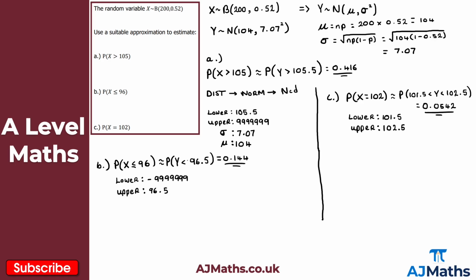So like you can see, applying the continuity corrections isn't too challenging. We just need to think about it logically, whether we include that value. Like you can see here, we include 96, so we need to add 0.5, or whether we exclude this value like you can see here in part A, so we need to add 0.5 there to exclude 105.